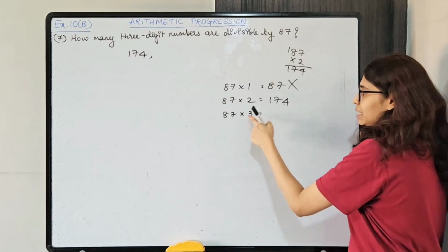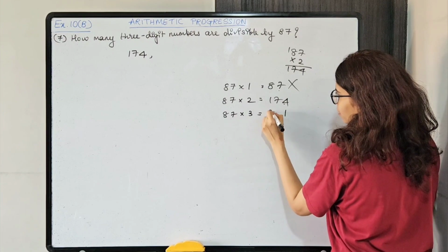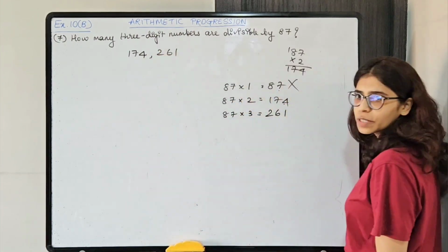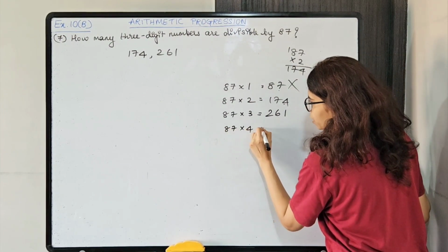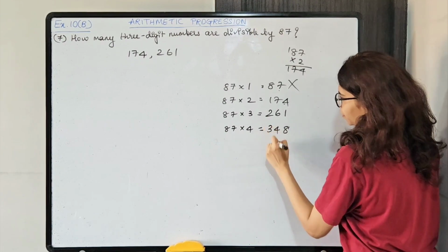Okay, second term, 87 3s are, so that will give 261. Let us find out one more term, 87 4s are, so 348.